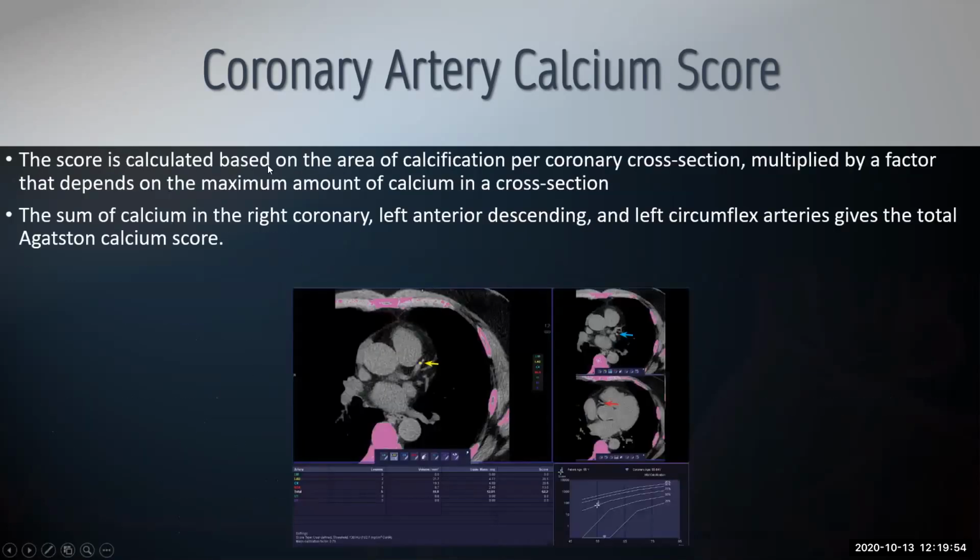So the score, again, is based on the area of calcification for each cross-section that's done on this, and then it's multiplied by a factor. You don't need to know all this. This was just to be more in depth than necessary. And then what they do is they sum all these areas of calcification that they find in the RCA, the LAD, and then the left circumflex to give this Agatston calcium score.